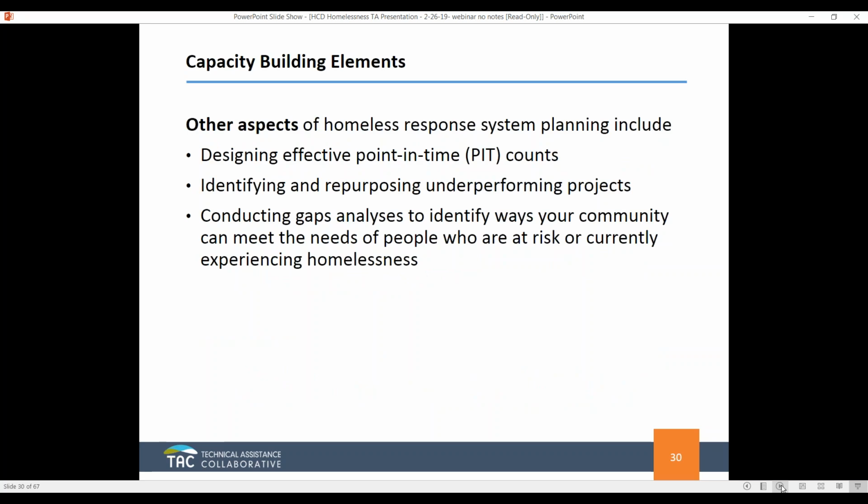Okay, and then I think I mentioned the other aspects in the beginning of this, the point in time counts, identifying other projects, and really conducting, and this would be with the systems map, but a general gaps analysis and looking at where resources are coming from and making sure they're matching the needs of the folks that you are serving currently in your community.